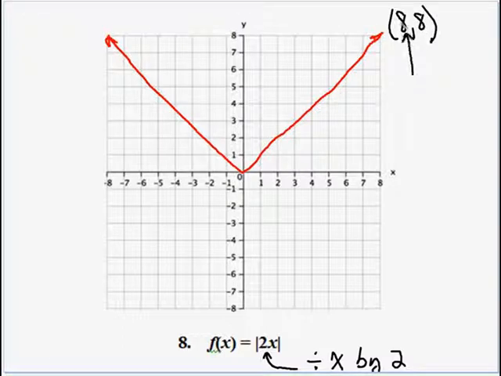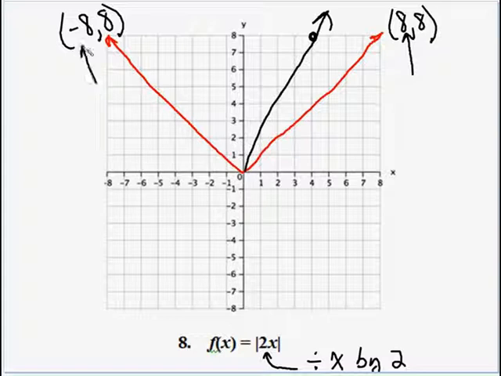So at this point, I'm going to divide this x value by 2 and leave the y value alone. So now it's going to be 4, 8: over 4, up 8. And this point over here was -8, 8. Again, I'm going to divide my x by 2. So now it's -4, 8. And there we go.